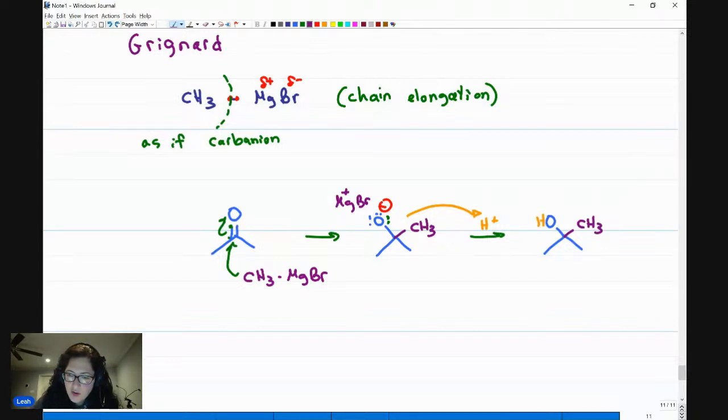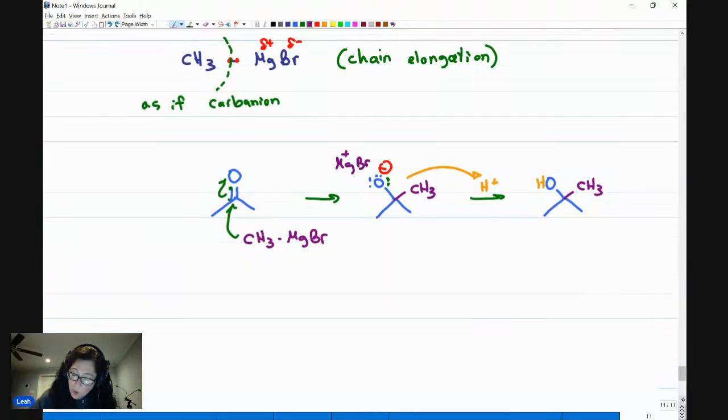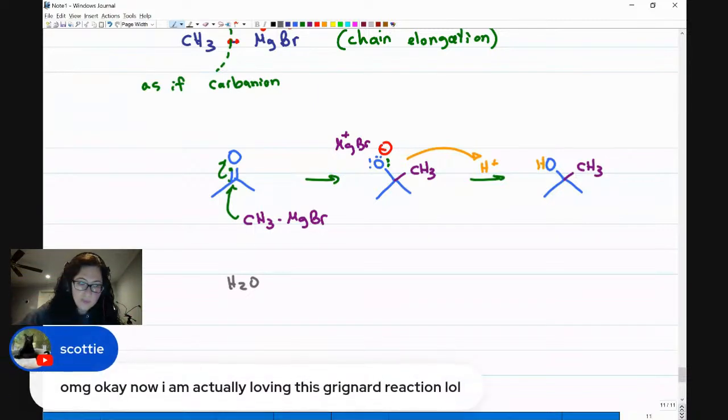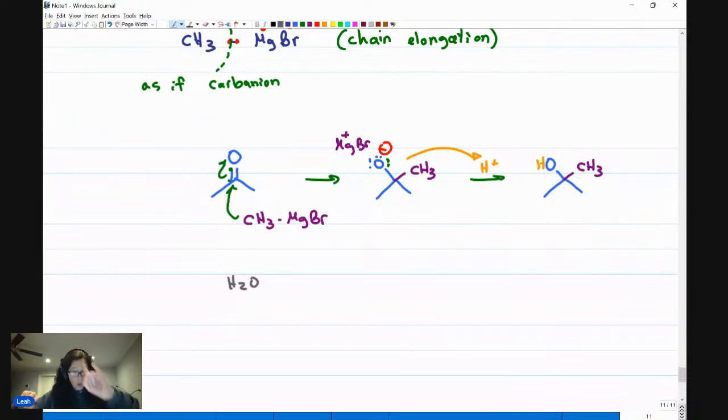All right, Grignard reactions are done in very dry conditions in the lab. Yes, and let me show you why. If I was crazy enough to try to dissolve this reaction in water or alcohol to make it wet, then any water in solution would get attacked by the Grignard immediately, and there would be no more Grignard. So it has to be dry because you don't want the Grignard to be completely destroyed before you even get to do a reaction. OMG, okay, now I'm actually loving the Grignard. Well, Scotty, hold that thought.